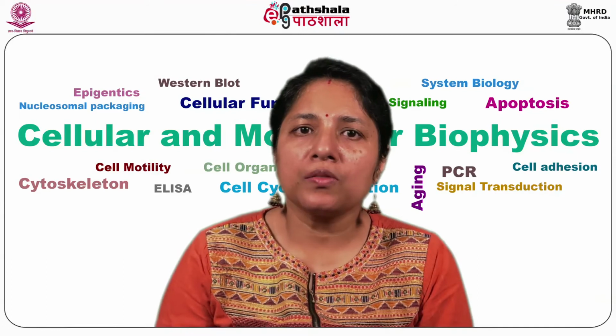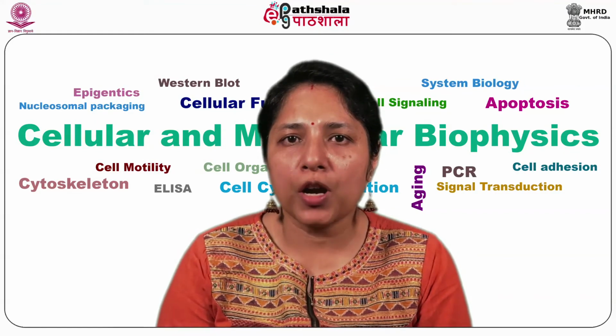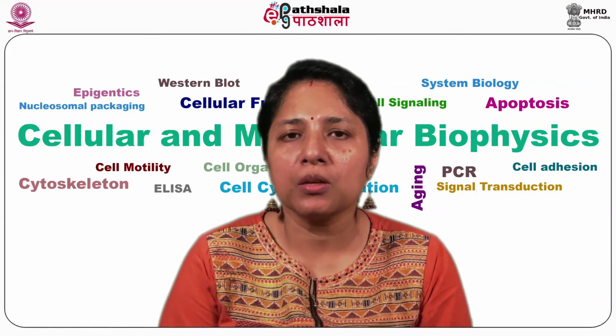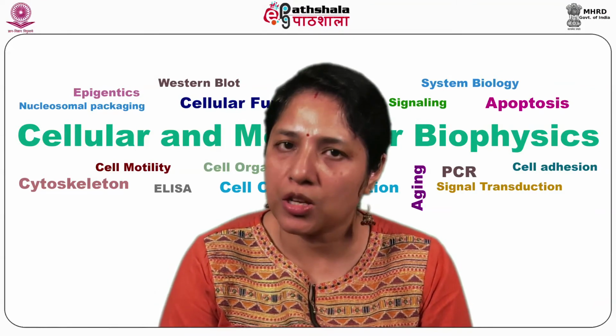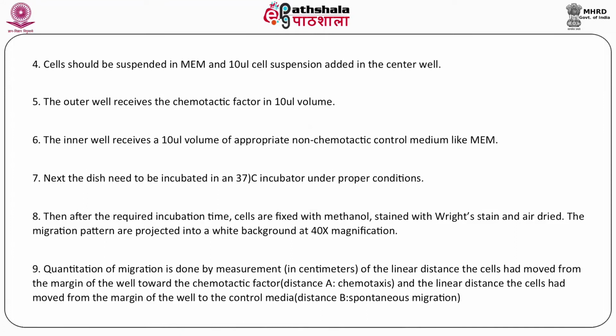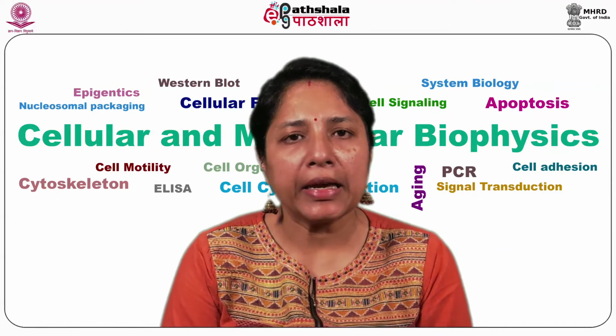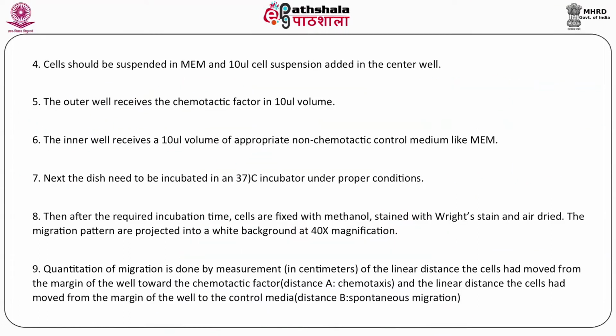Now 6 series of 3 wells of 2.4 mm in diameter and spaced 2.4 mm apart are cut in each plate using a plexiglass template and stainless steel punch. Cells should be suspended in MEM and 10 microliters of cell suspension added in the center well. The outer well receives the chemoattractant factor in 10 microliter volume. The inner well receives 10 microliters of appropriate non-chemotactic control medium like MEM or one containing the vehicle.